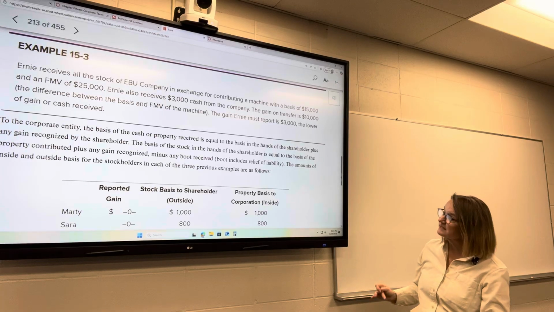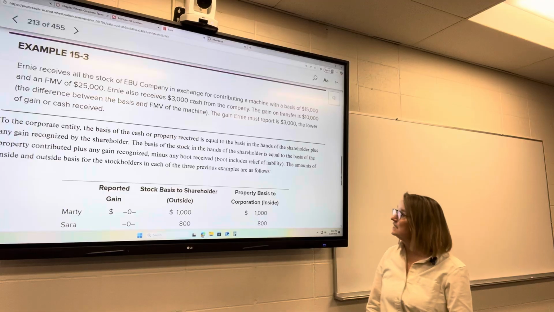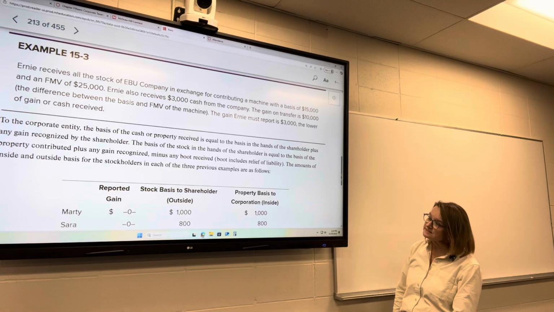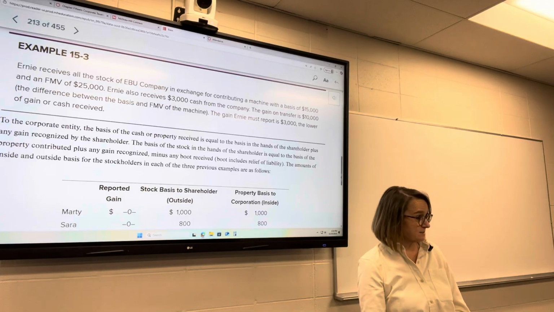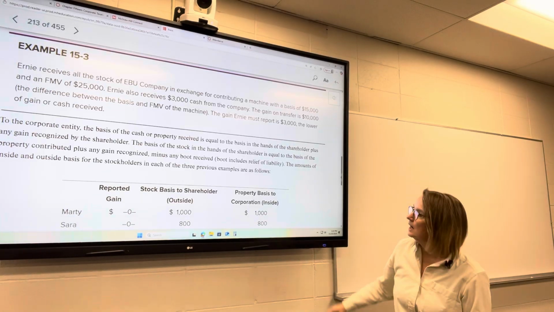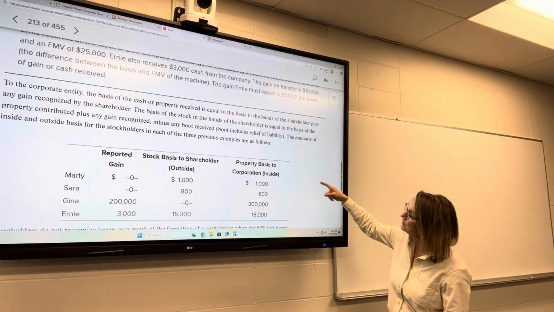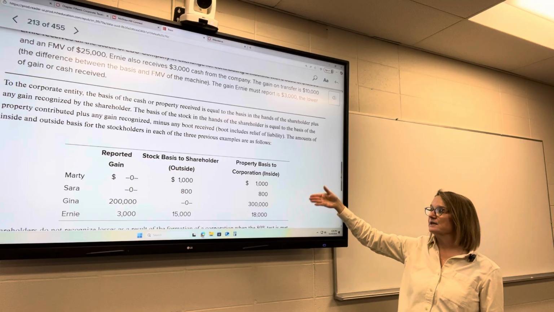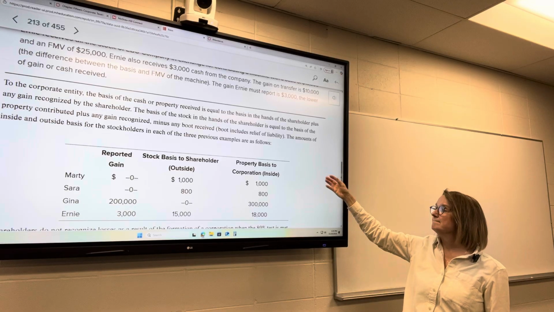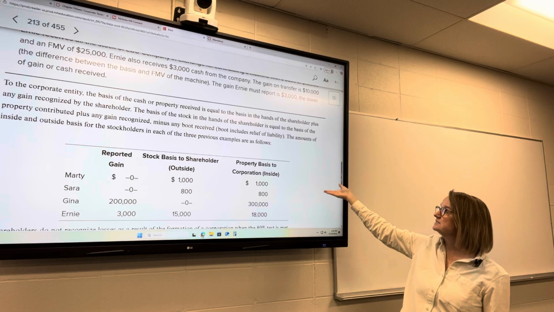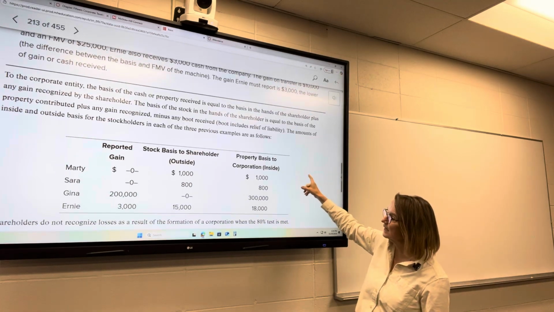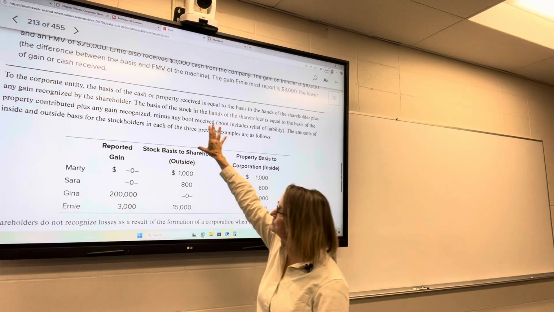The basis of the cash or property received is equal to the basis in the hands of the shareholder plus any gain that was recognized by the shareholder. So the basis in the stock in the hands of the shareholder is equal to the basis of the property contributed plus any gain recognized minus any boot that was received, which would include the relief of a liability. So here's what it would look like for each of those scenarios.